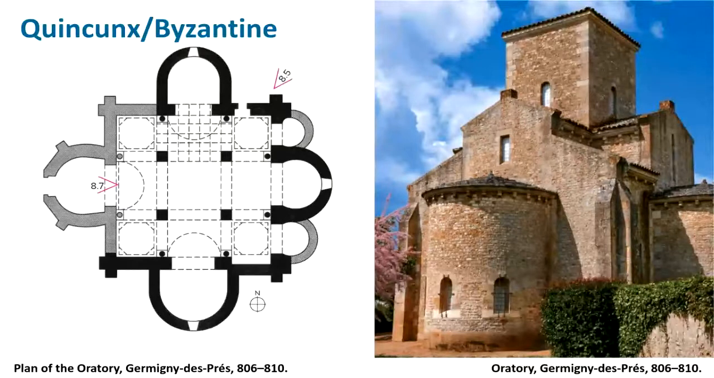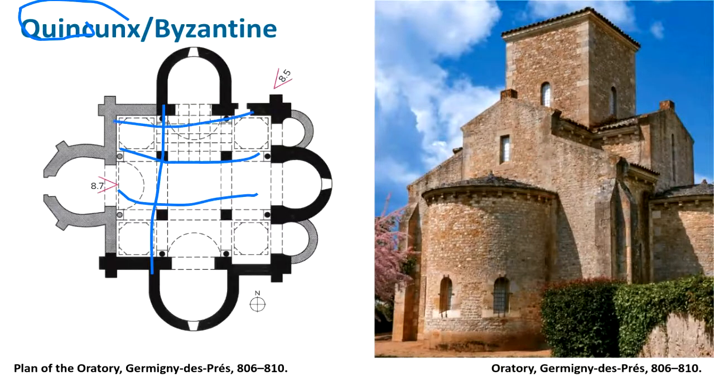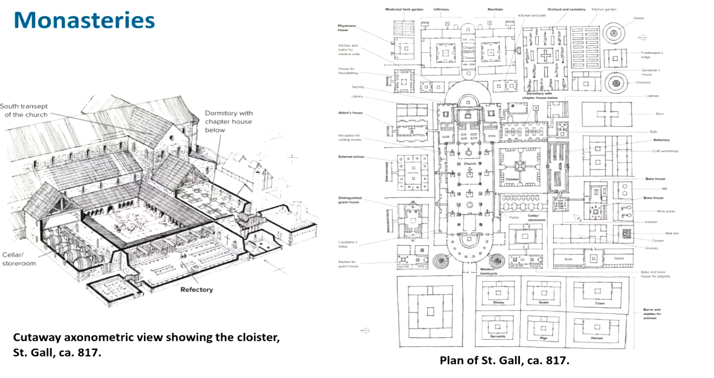Another thing from the Byzantine was the quincunx. Hopefully you remember that. It was this sort of nine-grid plan with multiple domes. Usually it was five domes. So you start seeing that happen again, bringing back those ideas to this era. But now we go into something completely different.